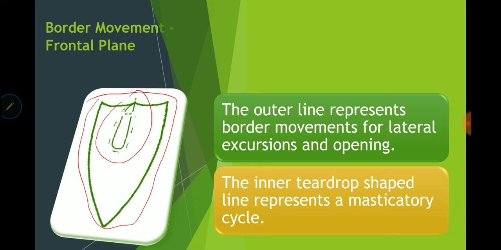That's the outer line. The inner teardrop, make sure you know that. The inner teardrop represents the masticatory cycle. So when you're chewing, that's how your mandible moves. It looks like it's moving a little bit to the right and then downward and then up, and you complete the cycle. It's an interesting teardrop shape that forms.